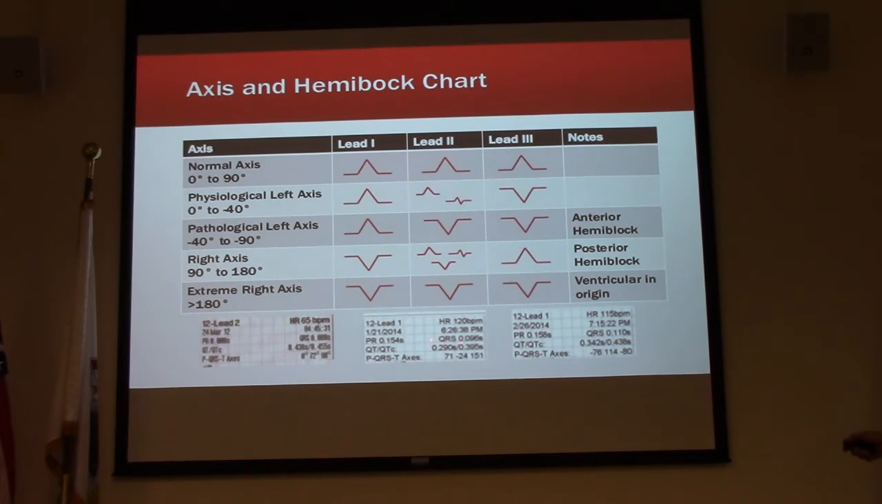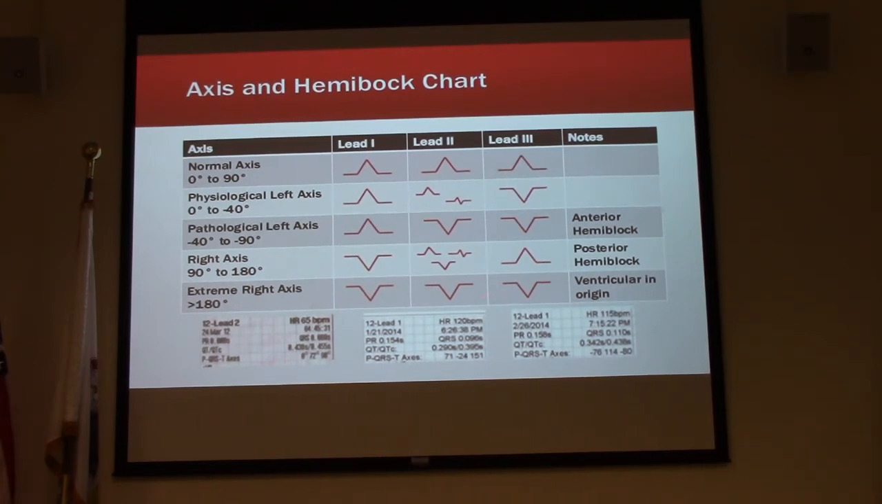The next one I can look at is my QRS, 0.096. This should be between 0.08 and 0.12. That means my QRS complex is nice and narrow. It's not originating in the ventricles.